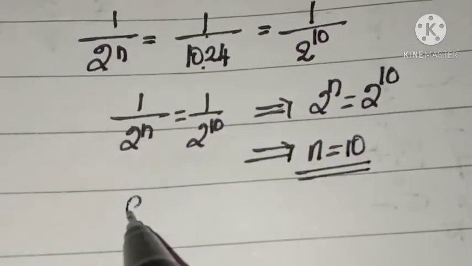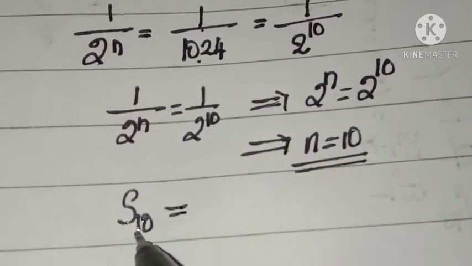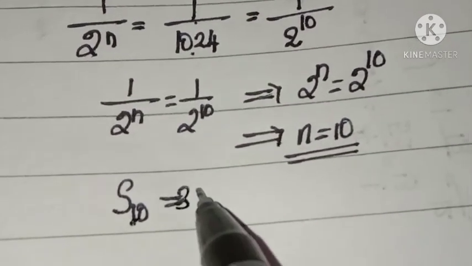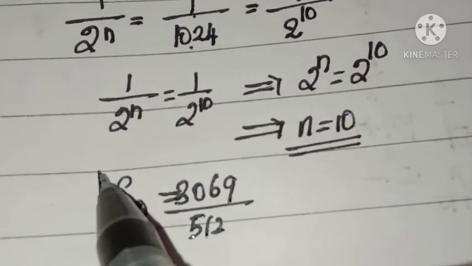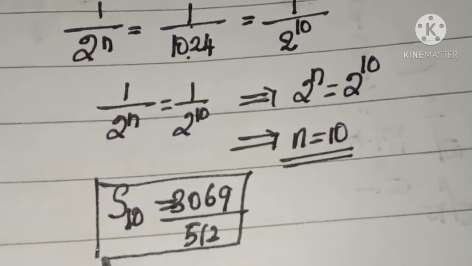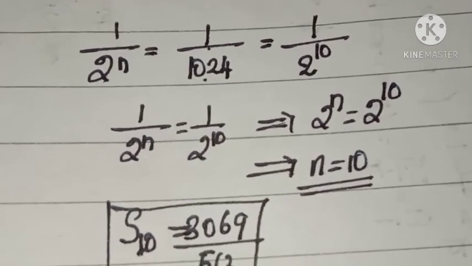So the sum of n terms of the GP gives the sum 3069 by 512. Okay. In this manner we can solve the problems that belong to the exercise.